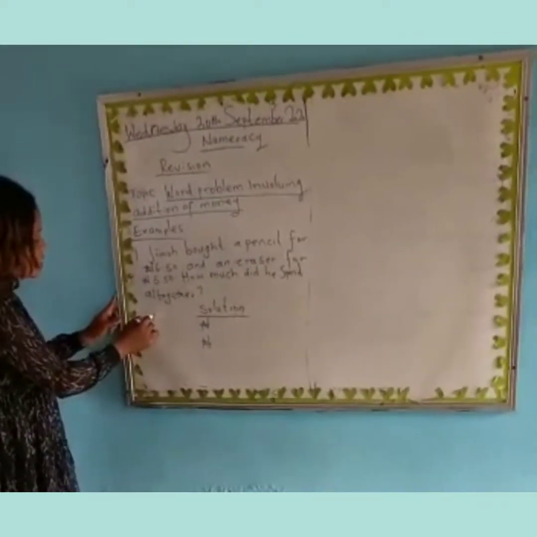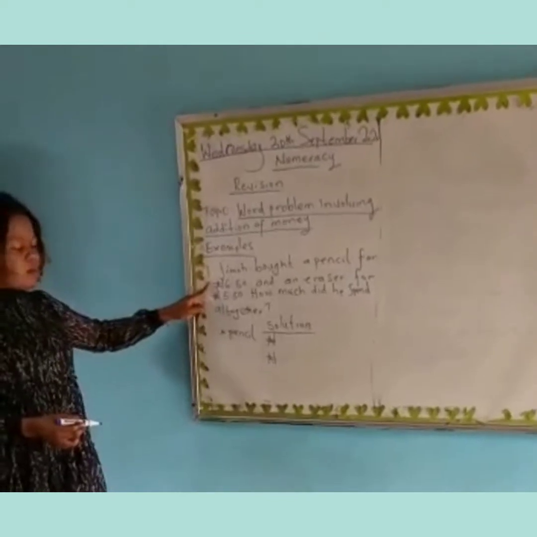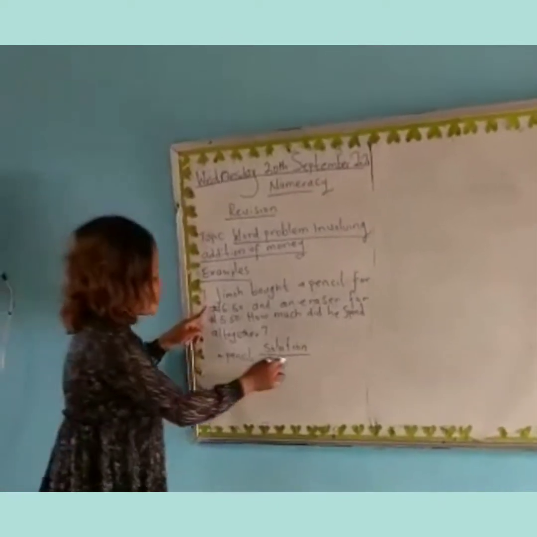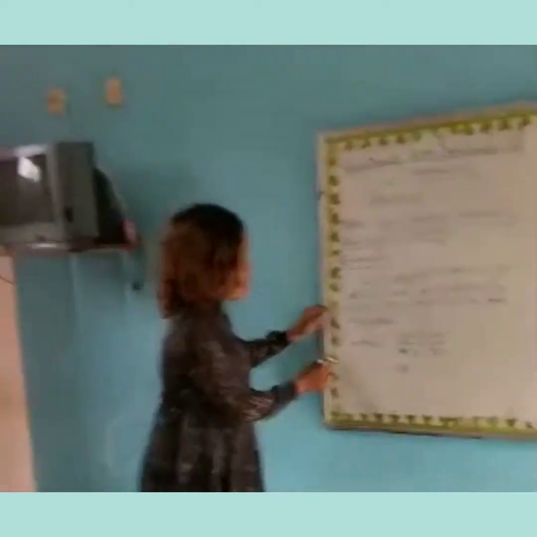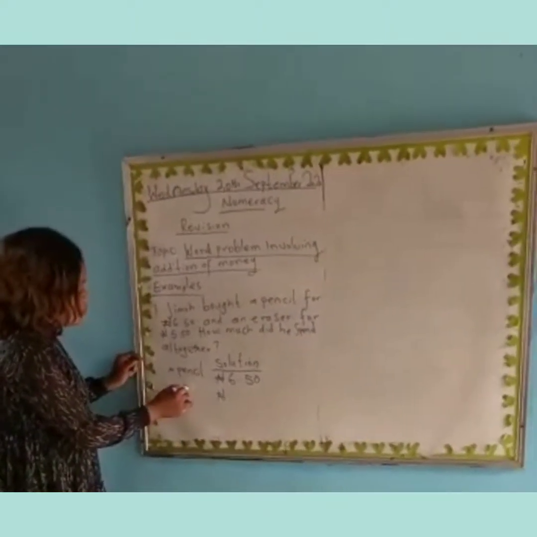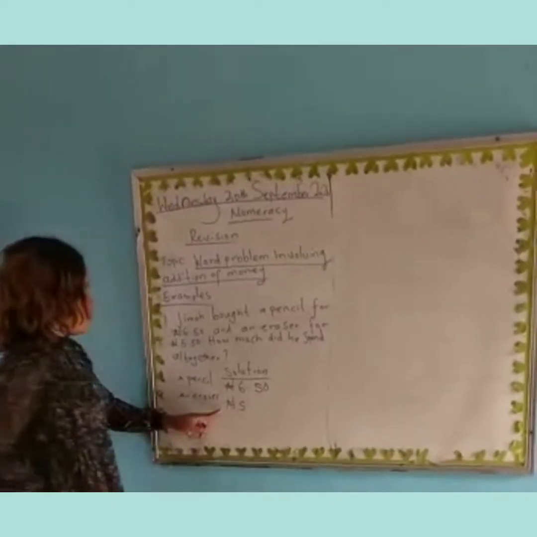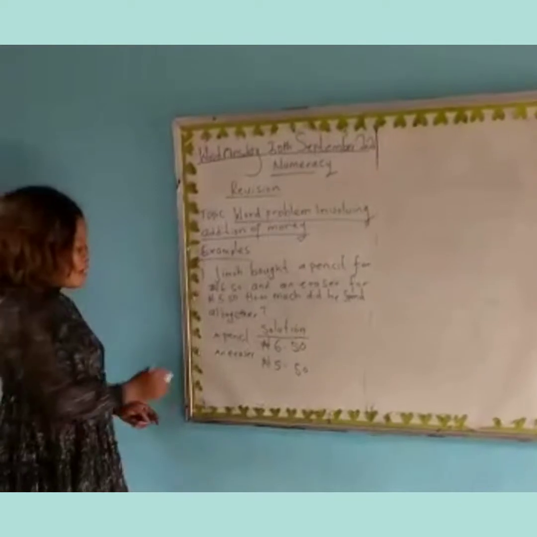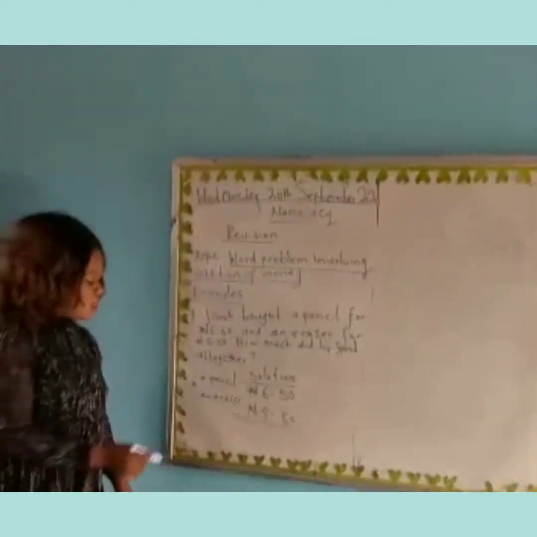Now the question said he bought a pencil, so you write here a pencil. How much did he use to buy the pencil? 6 naira, 50 kobo. The second item that he bought was an eraser. He bought it at the rate of what? 5 naira, 50 kobo. And this is addition. Addition is counting together, right? Yes, counting together. So we are going to sum the total now.